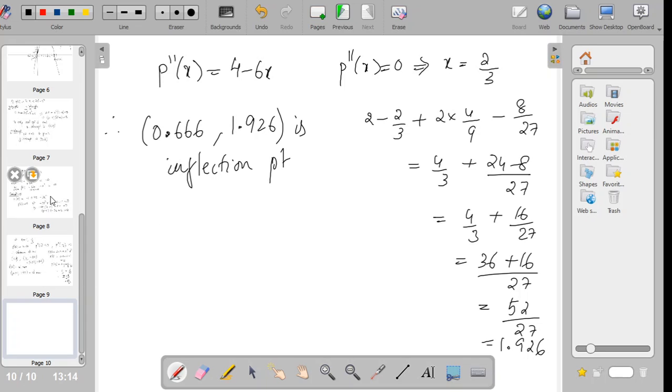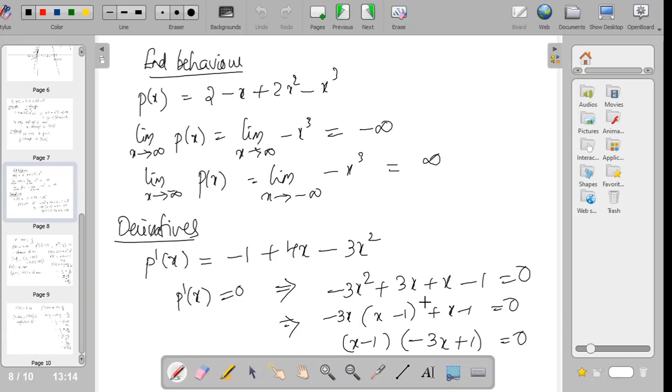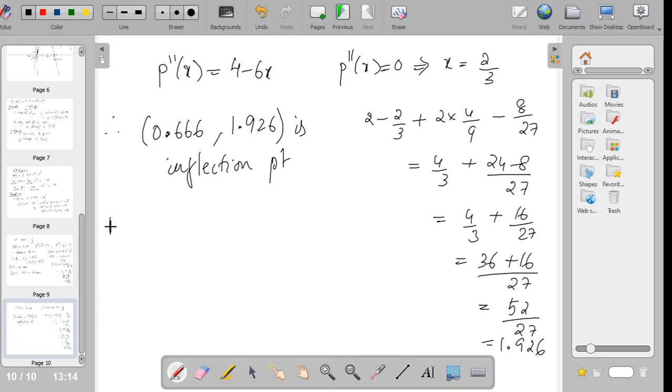Next, increasing and decreasing. Okay, so we have 1 and 1 by 3. So p dash of x is x minus 1 into minus 3x plus 1.